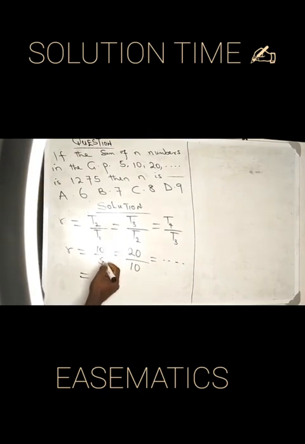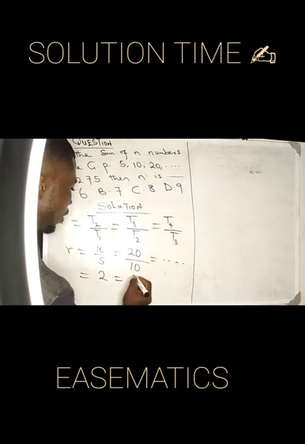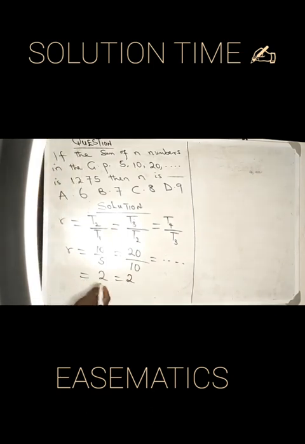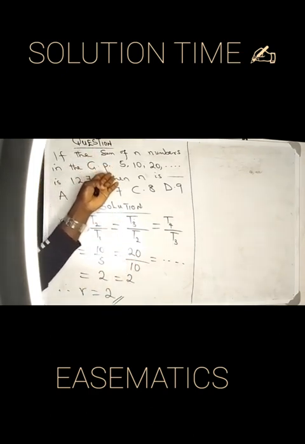Now 10 divided by 5 gives us 2, and 20 divided by 10 gives us 2. Here we can see that the values of the ratios are the same. Hence, we can say that the common ratio here is equal to 2. Now, having known the common ratio, we can proceed to answer the question.